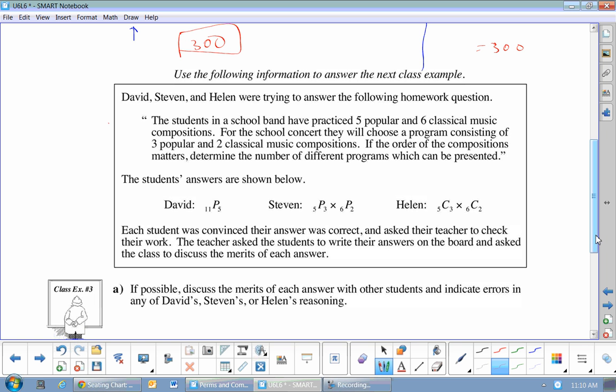Okay? Now, this is a multiple choice question right here. And they just want to know, like, A, B, C, or D, how would you? Okay? So David came up with this one. He says, do 11P5. Okay, now putting up your hand, I want you to think about it. Is he right or is he wrong? And if he's wrong, why?